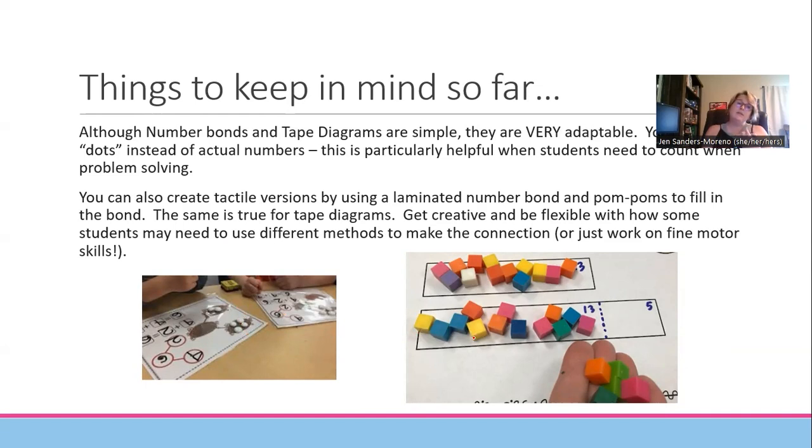I already mentioned that dominoes are a cool way to do number bonds. With tape diagrams, I've also seen teachers use egg cartons. So if you split the egg carton into one long strip, they are kind of like natural partitions, and you can have students put their little pom-poms or cubes or beans or whatever it is in there to solve problems that way as well. So again, lots of cool ideas that are out there. I'm just here to help show you some of them.